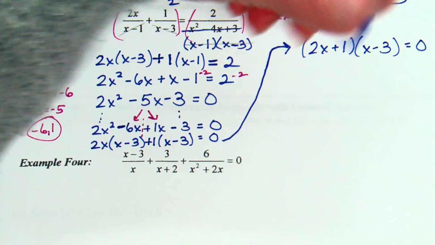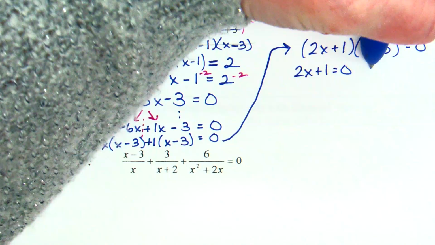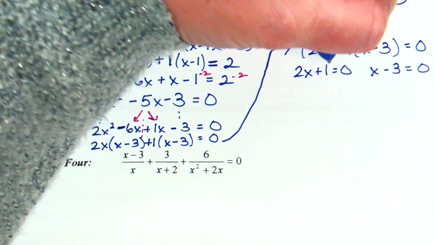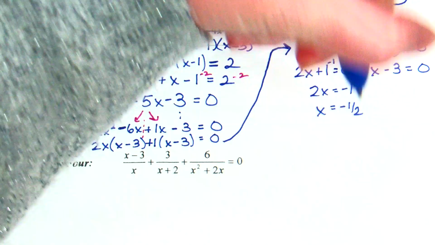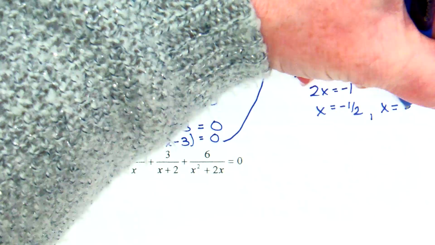Set each part equal to 0. 2x plus 1 equals 0. x minus 3 equals 0. Subtract 1, divide by 2, and x is negative 1/2. Add 3 and x is 3.